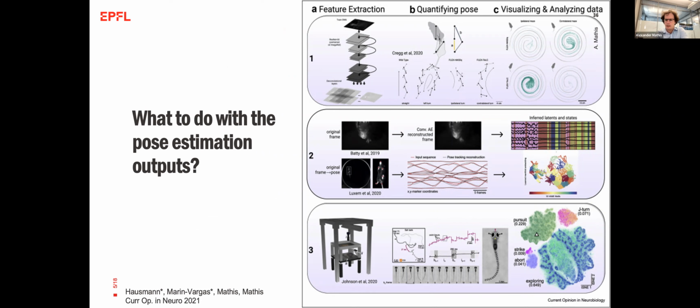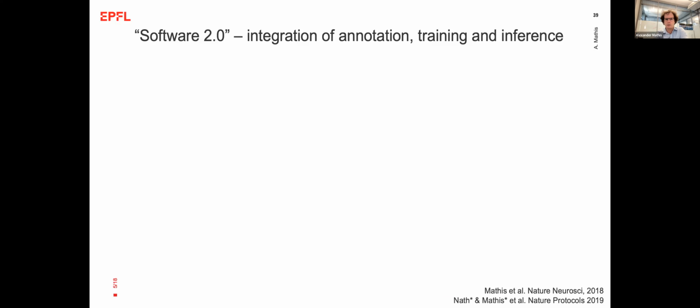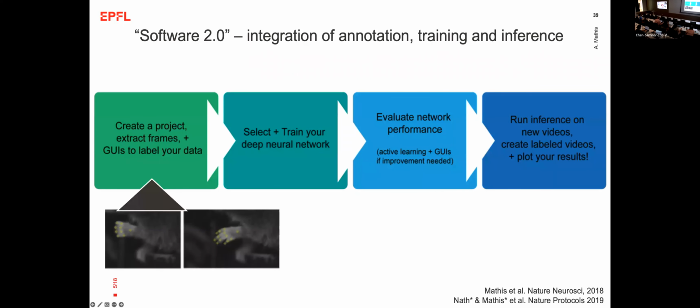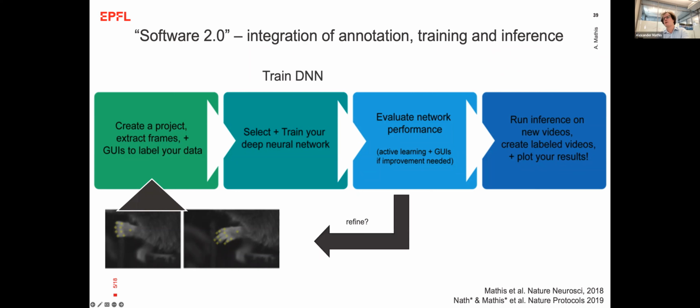And now, very briefly, I just want to say that DeepLabCut, I think, is relatively easy to use. Basically the way to use it is you create a project and you extract the frames and annotate the key points that you're interested in. Then you pick your network, you train the model, you evaluate its performance, and if it's good, you move on and do inference on all your videos or on your frames.